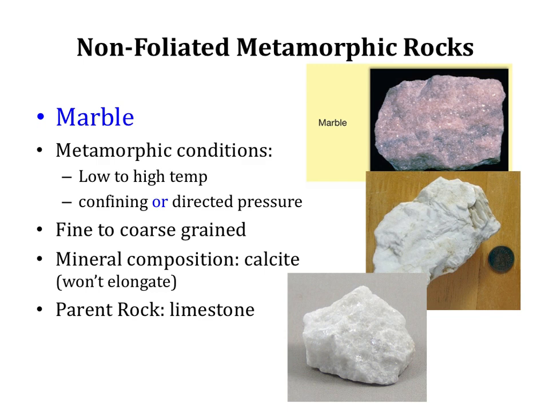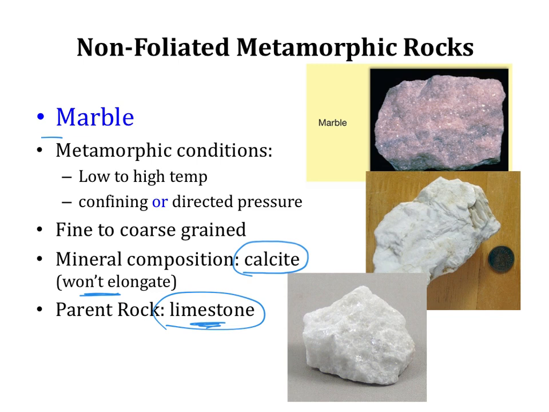In this case, there's no real progression in grain size or anything like there was with the foliated metamorphic rocks. So marble is a rock that comes from limestone. So when limestone is metamorphosed, it turns into marble. Limestone is made pretty much entirely of the mineral calcite. So that means that the mineral composition of marble is also calcite. Calcite's one of those minerals that won't elongate.